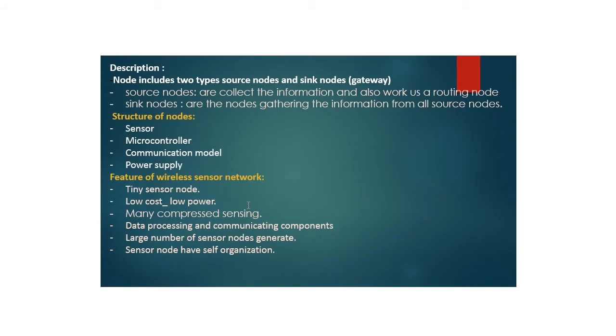Description of research. Nodes include two types: source node and sink node, or gateway. Source nodes collect information and also work as routing nodes. The sink is the node gathering information from all the source nodes. Structure of a node: sensor, microcontroller, communication module, power supply. Features of the wireless sensor network: tiny sensor nodes, low cost, low power, compressed sensing, data processing, and communication components. A large number of sensor nodes are generated. Sensor nodes have self-organization.